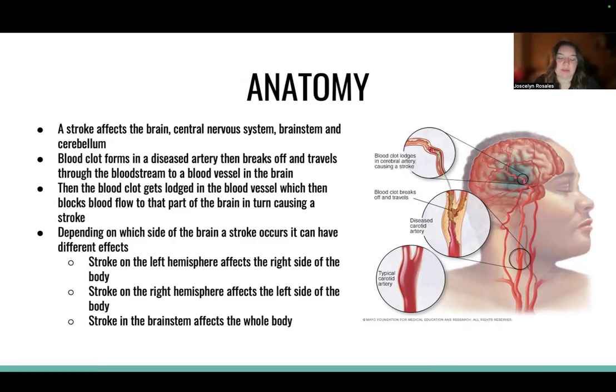Depending on which side of the brain a stroke occurs, it can have different effects. If it happens in the left hemisphere, it affects the right side of the body. If it happens in the right hemisphere, it affects the left side of the body. And if it's in the brainstem, it can affect the entire body, left and right side.